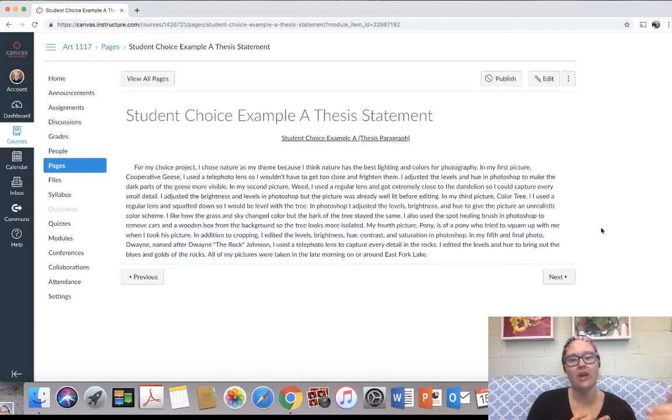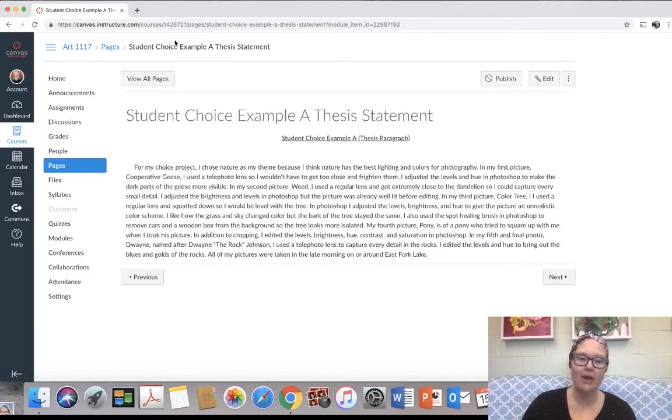And you can see they've gone through and listed each particular picture. Weed is next, color tree is next, then pony is the fourth one, and the fifth picture is named Dwayne. This person had a pretty good sense of humor. So they also told us at the end, all of my pictures were taken in the late morning on or around East Fork Lake. So that also tied them together. So it wasn't just a general nature theme. You know, they also chose one specific location to take pictures near.